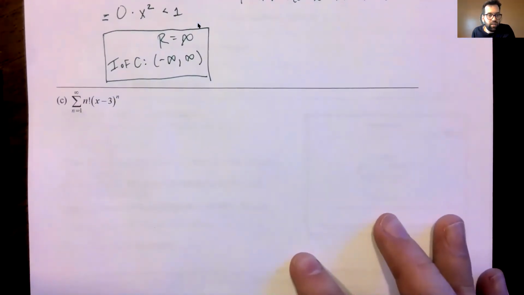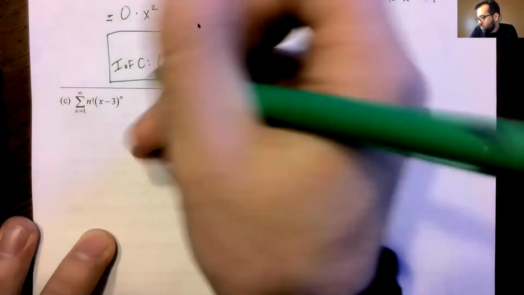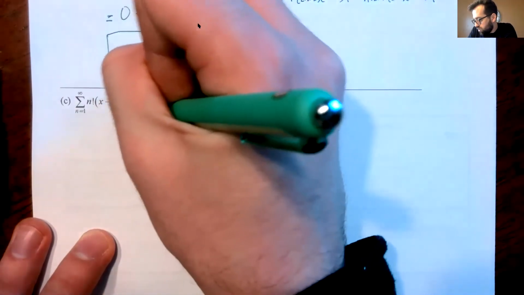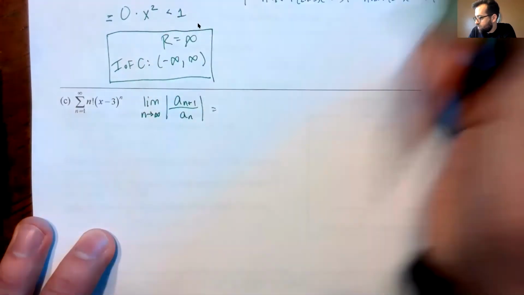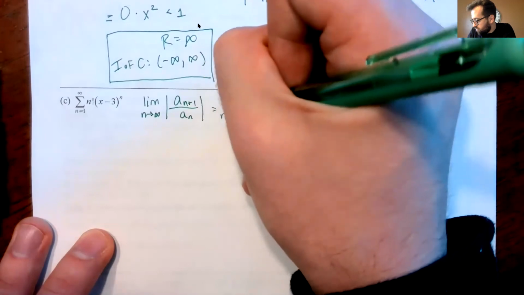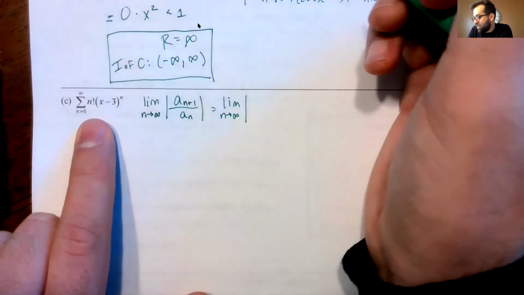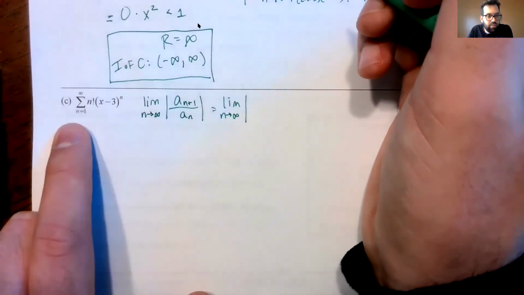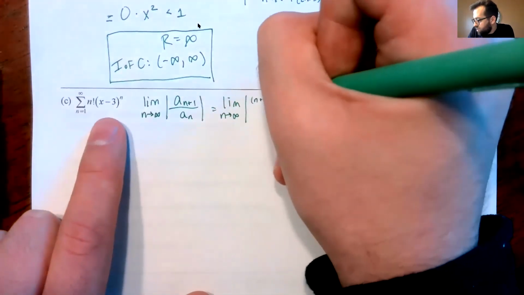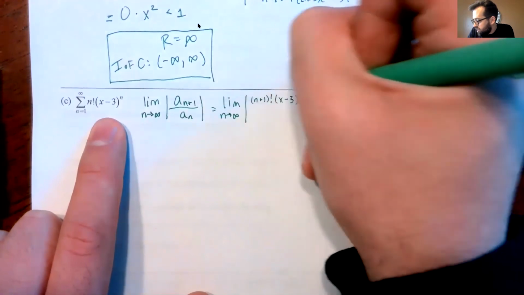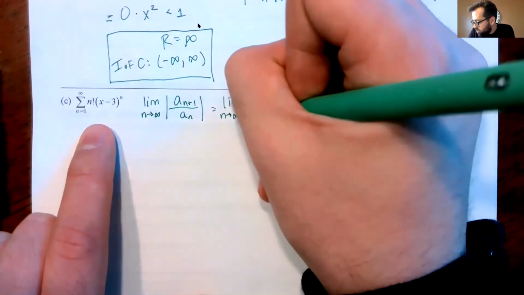That brings us to letter C. And for this one, I'm going to start the same way as before. So we're going to start with the ratio test. So a sub n plus 1. This time we don't have a fraction in our series, so I don't even need to separate this. So a sub n plus 1 is going to be n plus 1 factorial times x minus 3 to the n plus 1. Remember, we don't change the x. On the bottom, we just have the original.